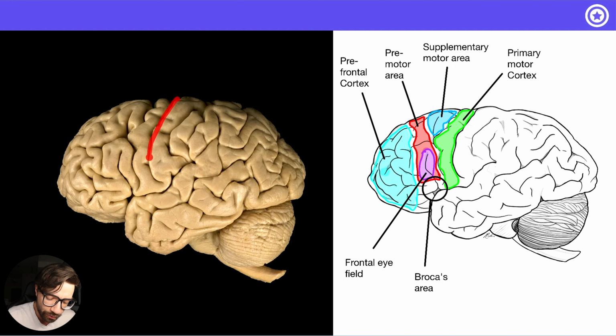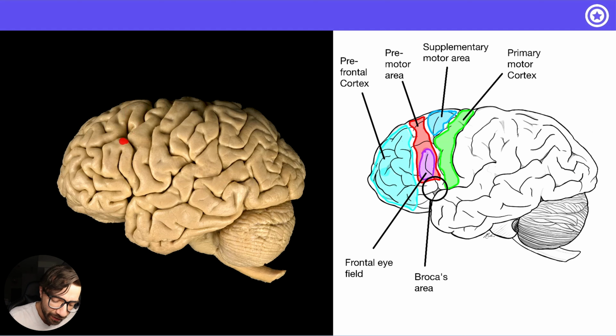So I'm always going to go in and identify that central sulcus. This is my go-to. Just anterior to that central sulcus, this is going to be that precentral gyrus, and that precentral gyrus is going to be the home of the primary motor cortex. Now, just anterior to that, we're going to have this small area up here. This is going to be that supplementary motor area, and it's found within that superior frontal gyrus.